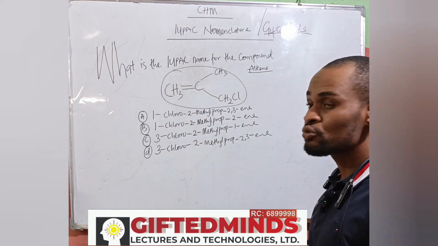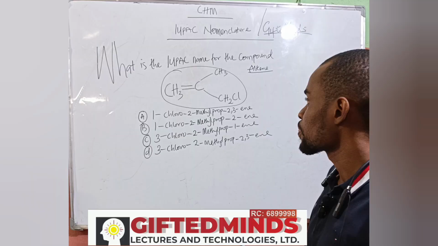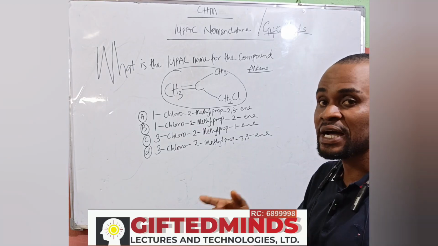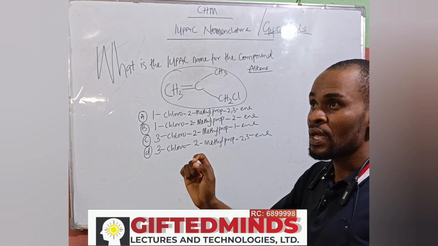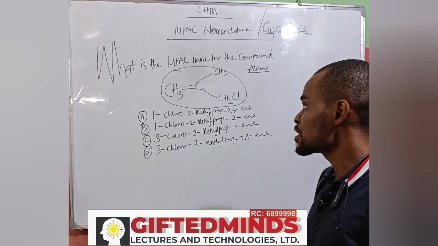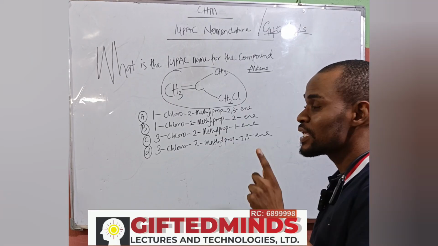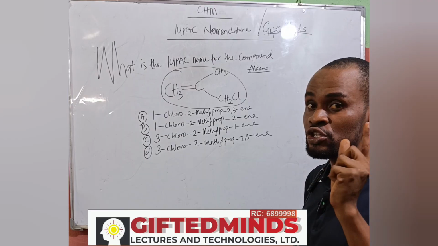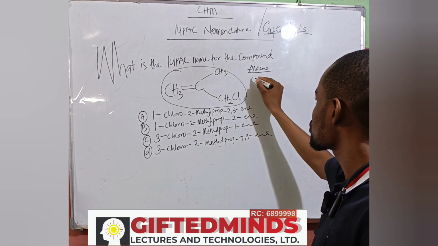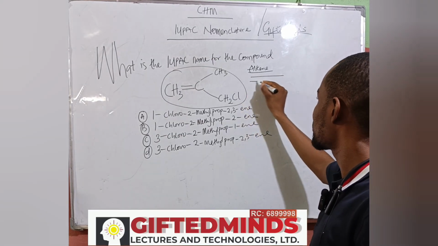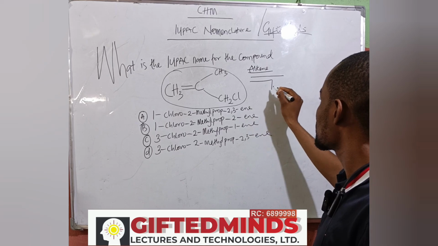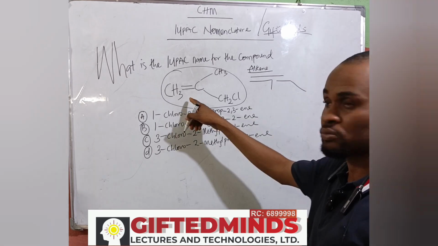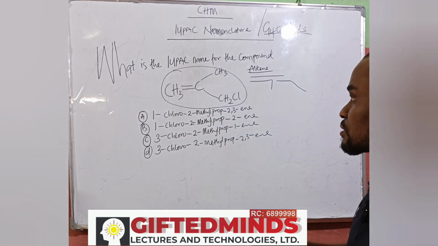For you to name it, the first thing you do is count how many carbons are in the longest chain. And one thing about this naming is that the longest chain is not compulsorily a straight chain. The longest chain can be a straight chain, the longest chain can be a branched chain, the longest chain can be something like this one we have now. Now how do you count this longest chain?